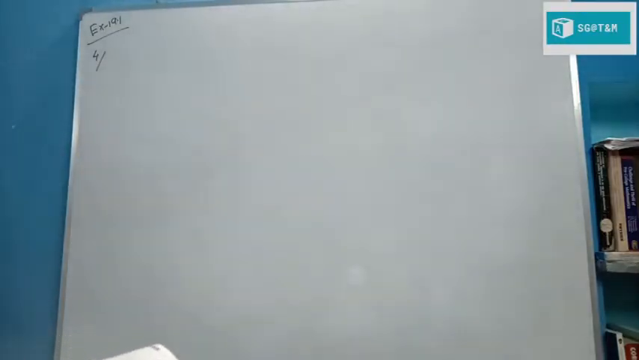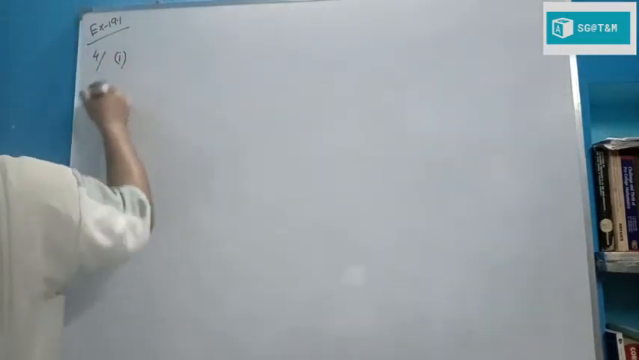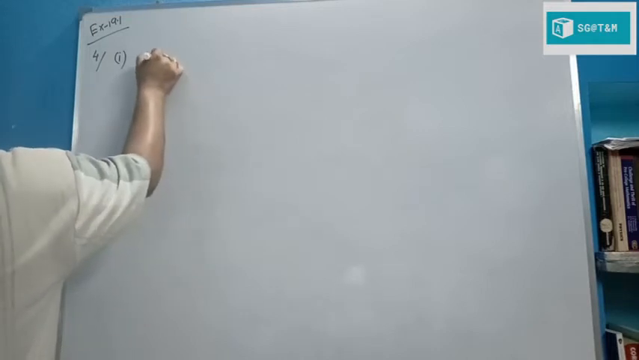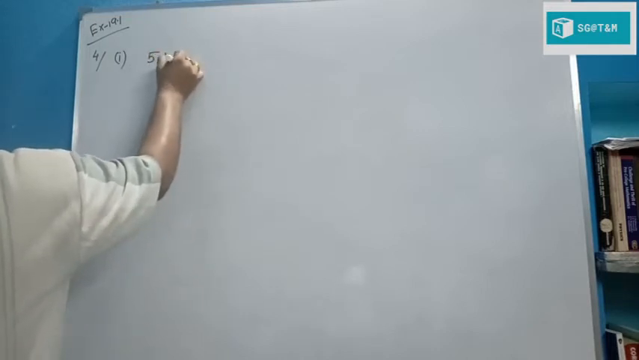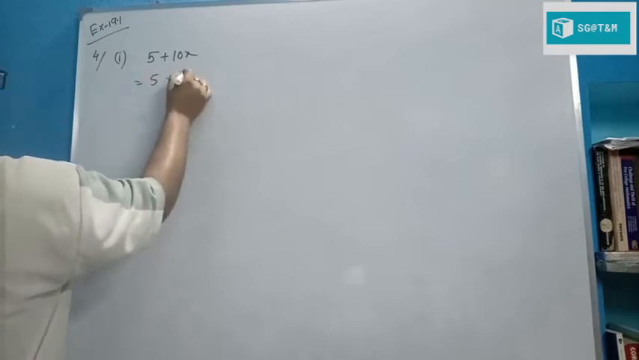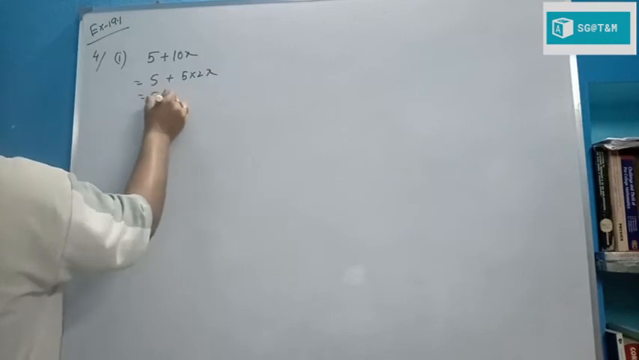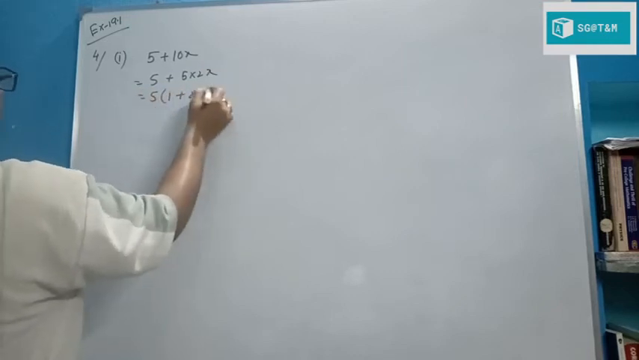Next, exercise 19.1, question number 4.1. Resolve into factors 5 plus 10x. 10 means this is 5 into 2 into x. So 5 is common, so this is 1 plus 2x, the answer.